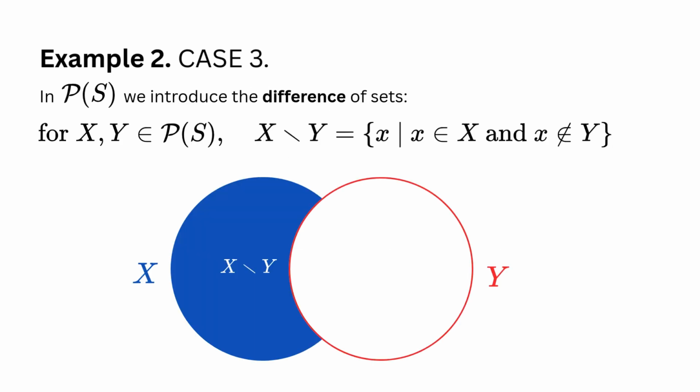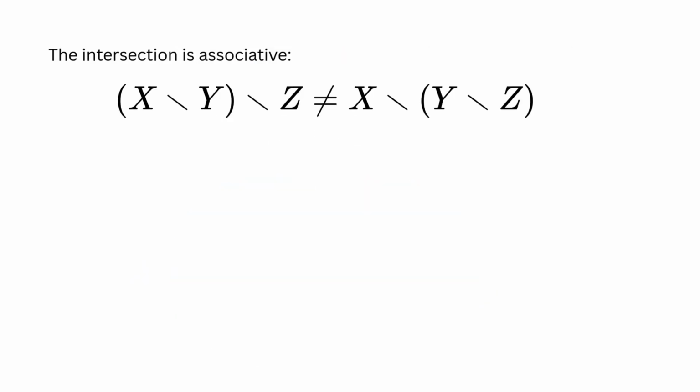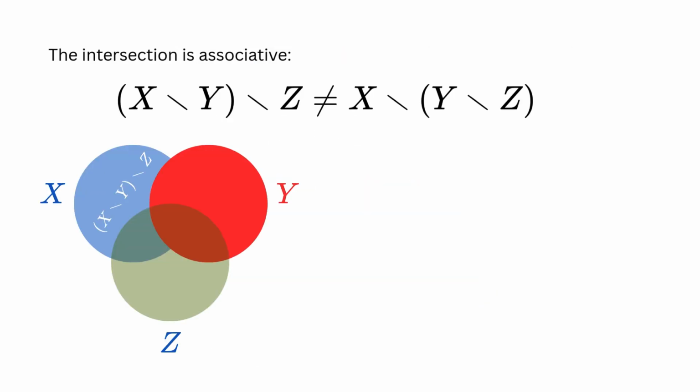Case 3. We equip the power set with the difference of sets. This operation is shown graphically in the figure. The colored area is the difference x minus y of the two sets x and y. The operation is not commutative since the two sets enter in an asymmetric way in the definition of the operation. It's also non-associative, which can be checked diagrammatically.